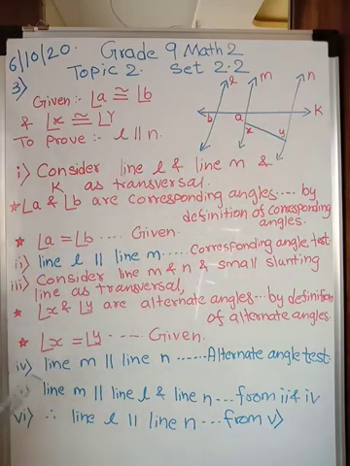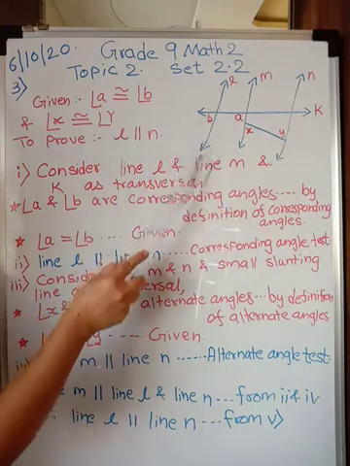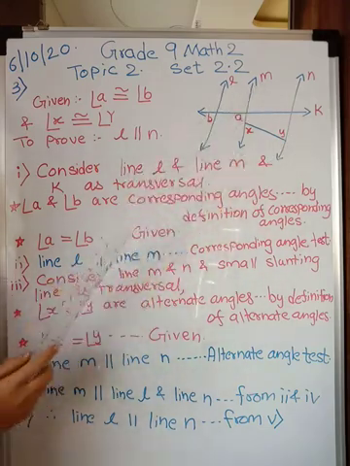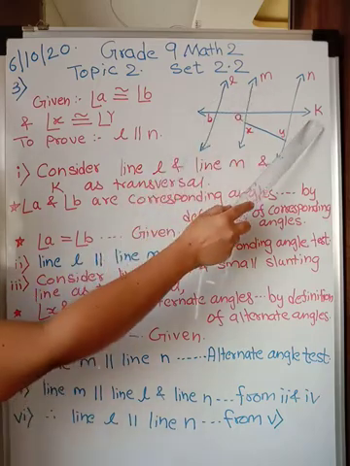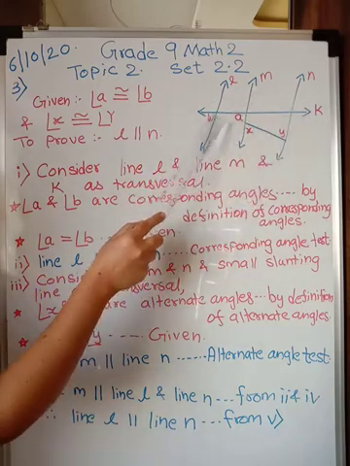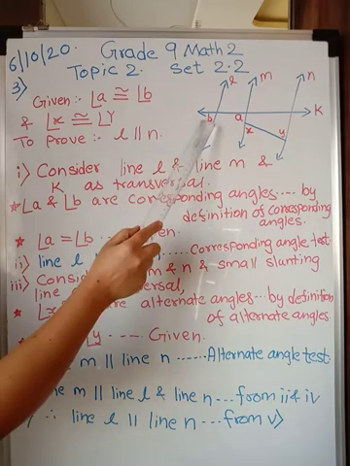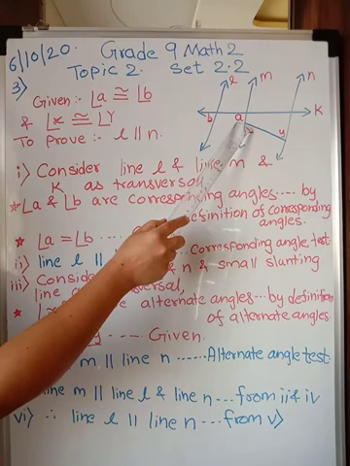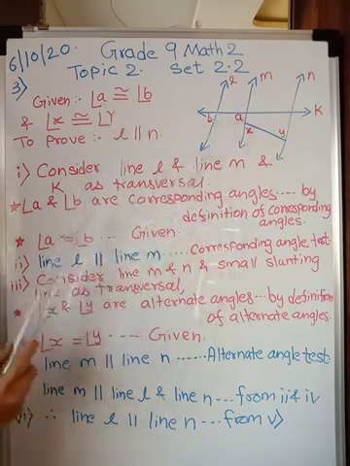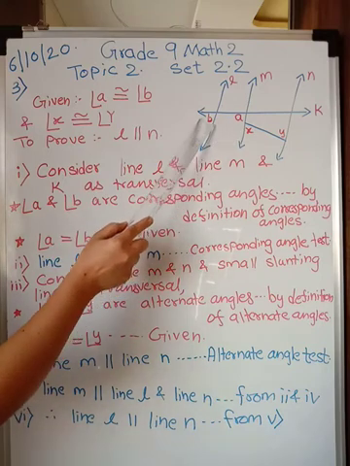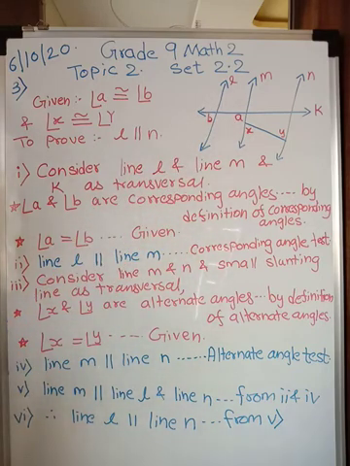Alright. Now, see first. Consider K as transversal and L and M as two lines. So, we are considering these two lines and this as a transversal. Then angle B and A are corresponding angles by definition of corresponding angles. So angle B and A are corresponding angles and it is given that angle A is congruent to angle B. So when a pair of corresponding angles are congruent, then lines are parallel. That is according to the corresponding angle test.